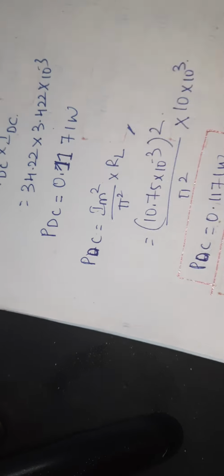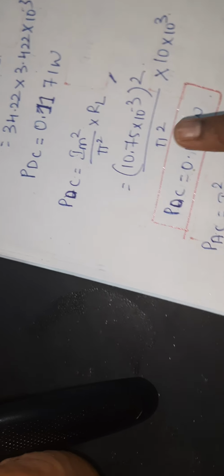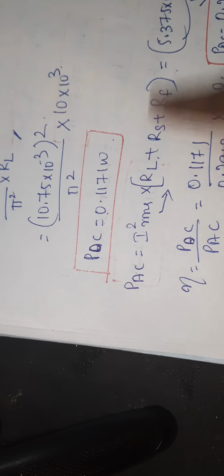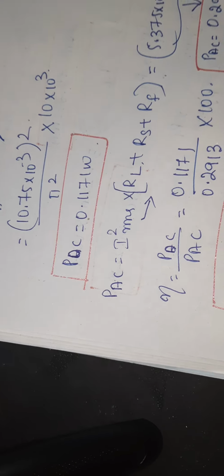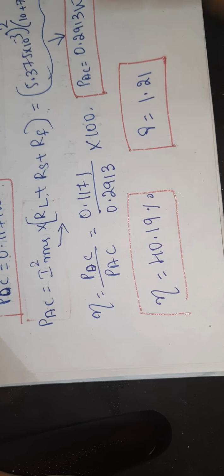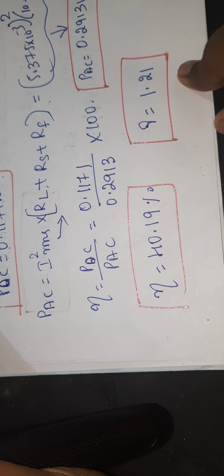Okay. This PDC you can calculate by using this formula also, or else by this formula also you can calculate. See, both the values should be same. That is for PDC. The PAC formula you substitute, write the formula, substitute the values, you will get PAC, then find efficiency. And the ripple factor formula also you have, but for a half wave rectifier the ripple value is 1.21.